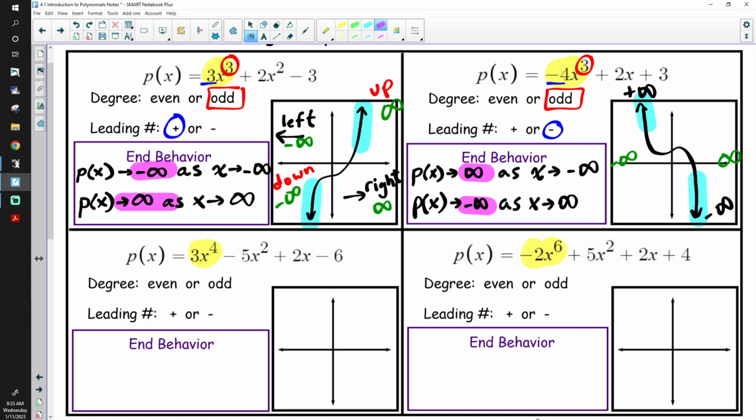Anytime it's an odd degree and a negative number, it's going to be going up on the left and down on the right. Those will stay the same every time, as long as you can look at the degree and leading number. Okay, 2 to go.